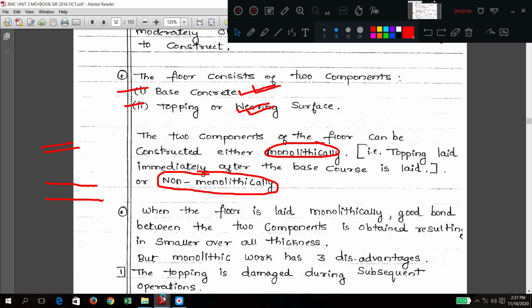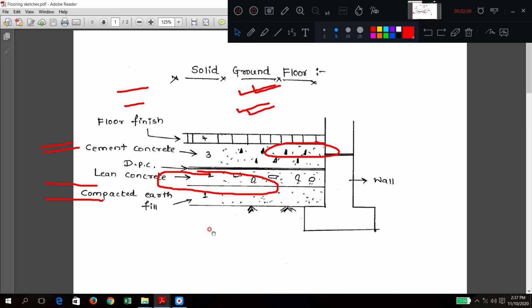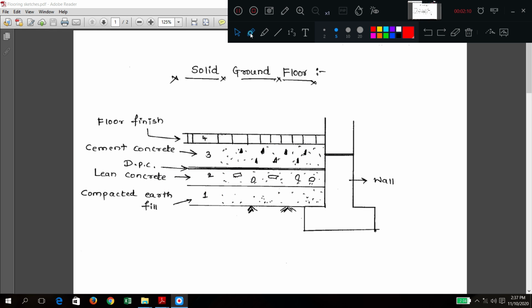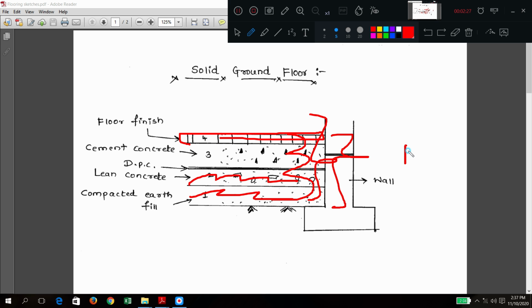Come back to this diagram, I will explain using it. If you construct all the four layers at a single time, what does it mean? First you pour this compacted layer, immediately you pour the next, immediately the next, and some cement slurry you pour, and above that you put the cover. So at one time you are constructing, then it is called monolithic construction.